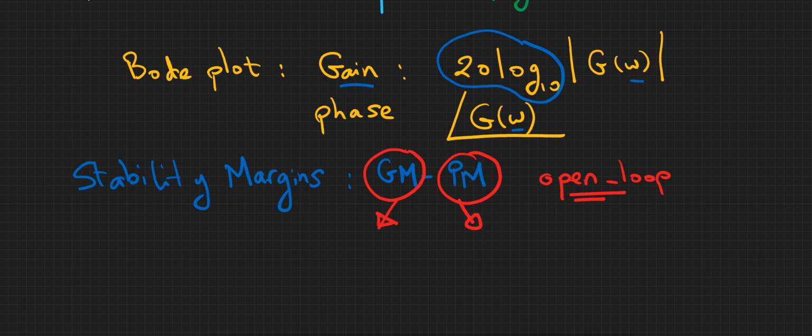And the gain margin indicates how much gain the system can tolerate before it becomes unstable, and the phase margin indicates how much delay the system can tolerate before it becomes unstable. And these are two very important characteristics of systems when we talk about control systems and feedback control systems. So this more or less summarizes what we were talking about.